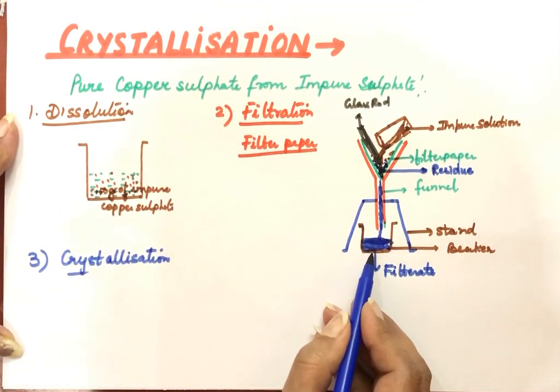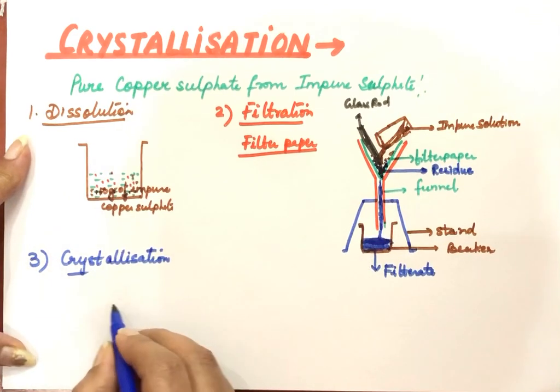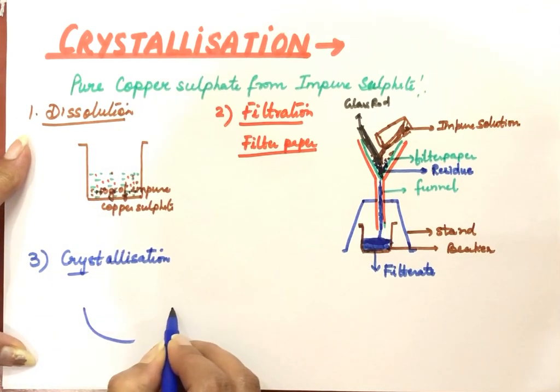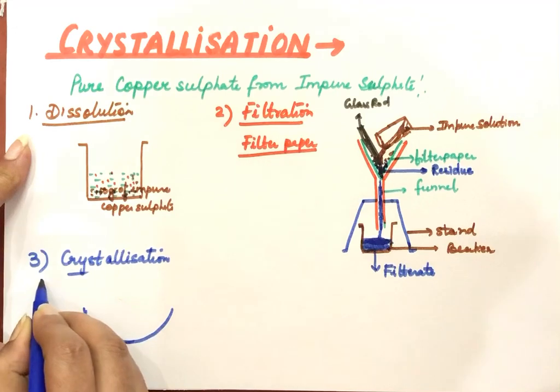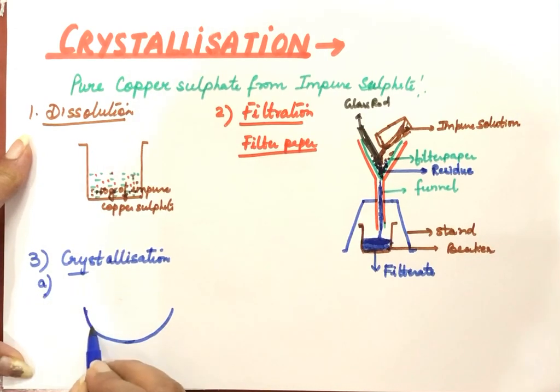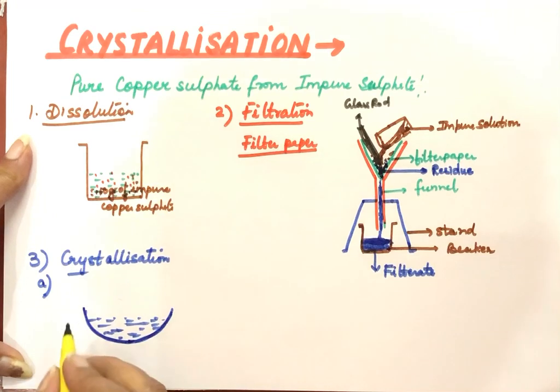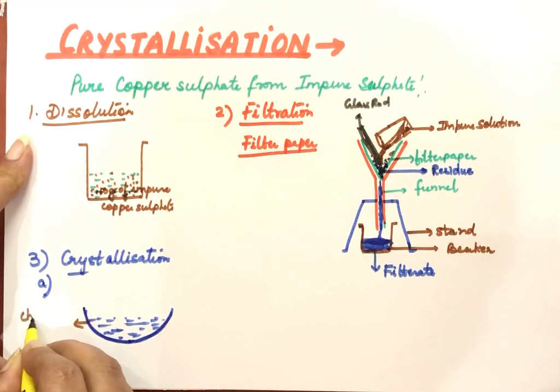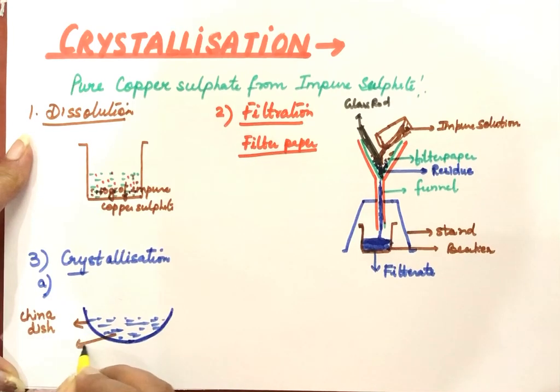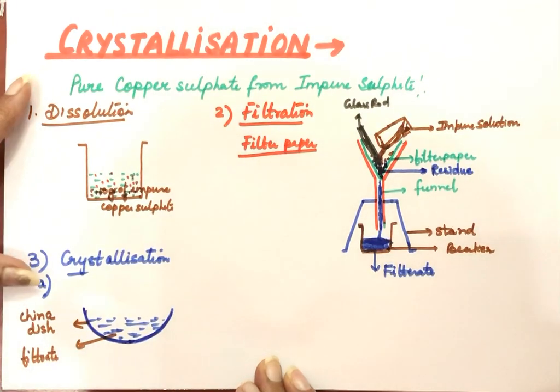The filtrate that we have collected here, we have to transfer in a china dish. In crystallization, the first step is to transfer the filtrate in a china dish. So now this is a china dish. Now this is filtrate. Filtrate has some impurities in it which are soluble in it. Now how do we remove these soluble impurities from this?